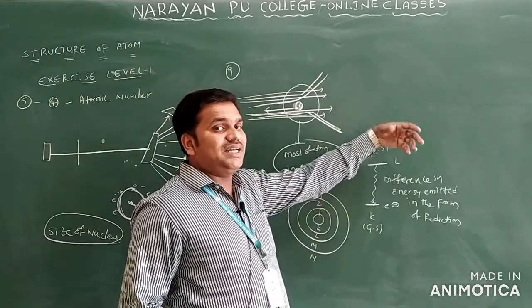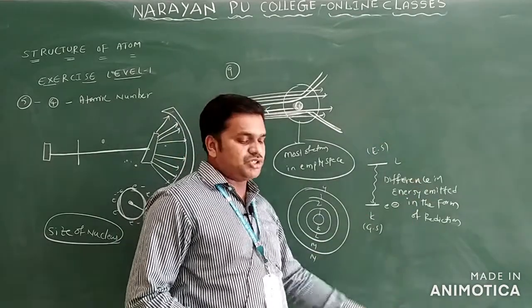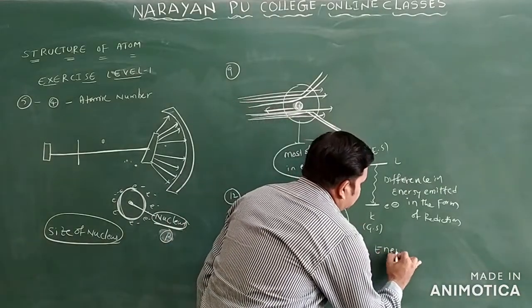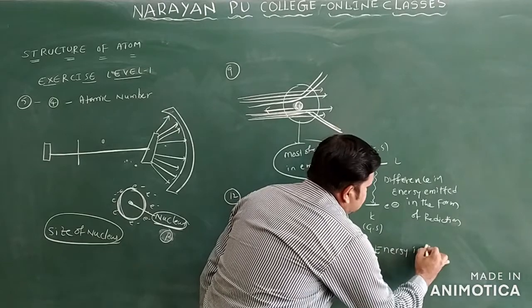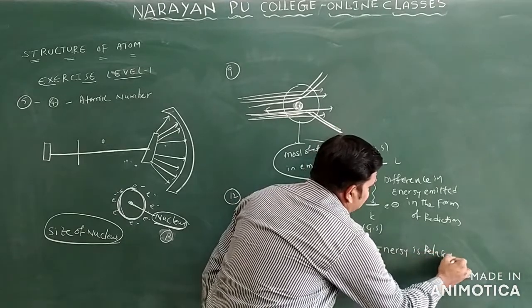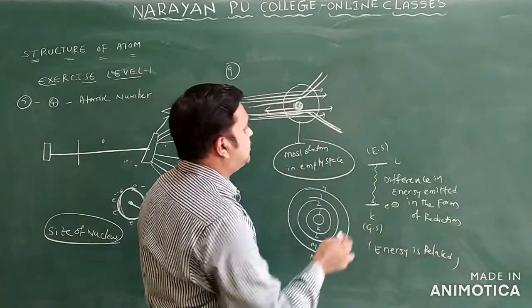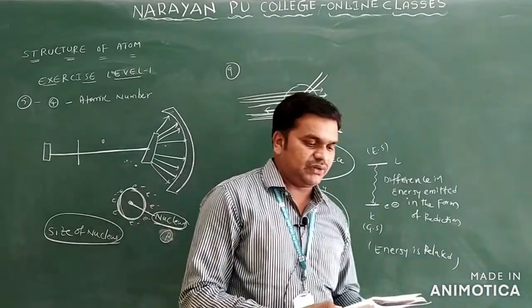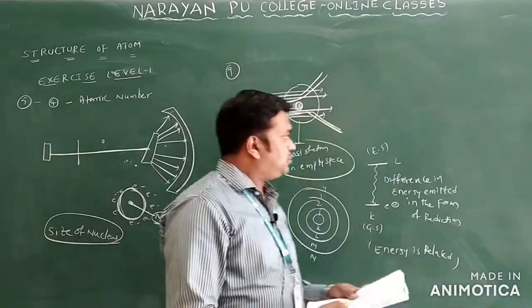Ground state absorbs energy. Excited state is there, it releases energy and comes again to the ground state only. What is your answer here? Energy is released only. Energy is released in this process when electrons jump from the L shell to the K shell only. We will take option 2 for this question.